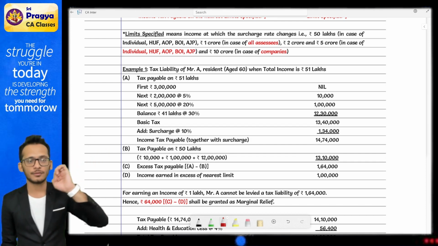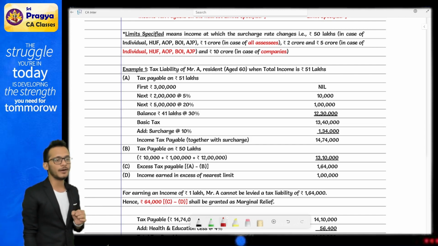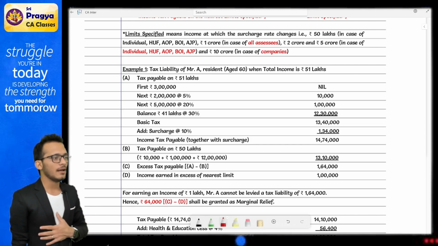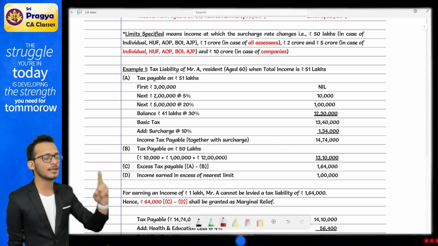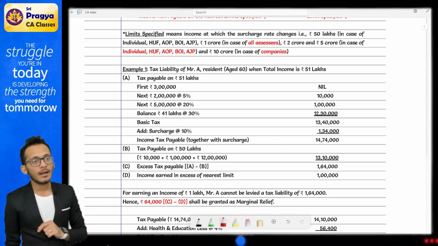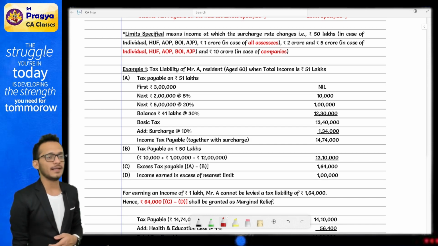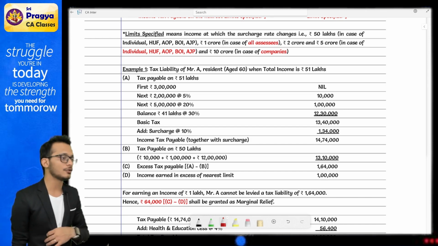You're getting an income excess of 1,64,000. But if you notice, you computed tax on 51 lakhs and on 50 lakhs, which means there was an increase in income of only 1 lakh. I increased my income by 1 lakh, and I have to pay tax of 1,64,000. Does it make sense to you?